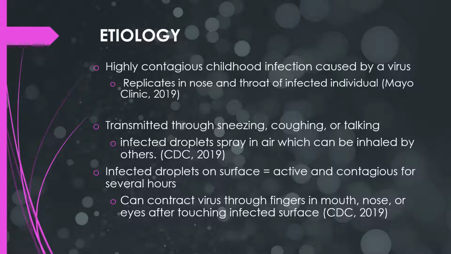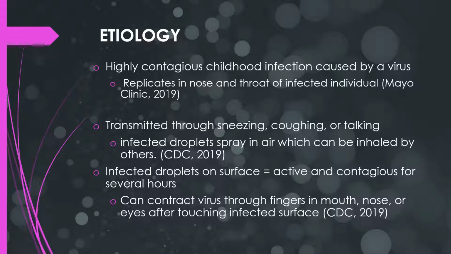Okay, so etiology. Measles is a highly contagious childhood infection caused by a virus, and it replicates within the nose and the throat of the infected individual. It's so contagious that if one person has it, up to 90% of people close to them who are not immune will also be infected. It used to be common, but now it's almost always prevented with a vaccine.